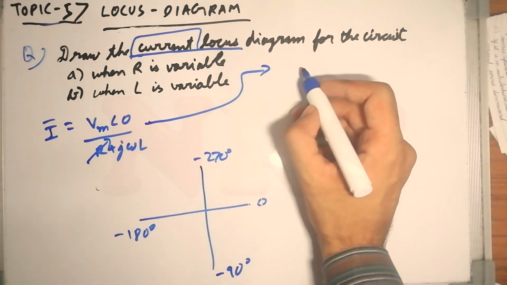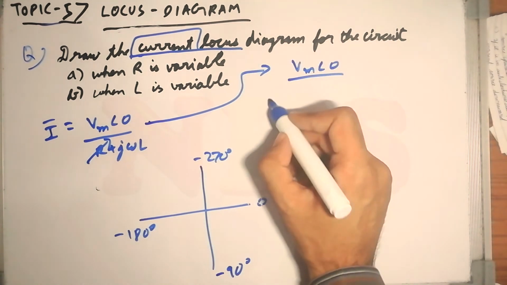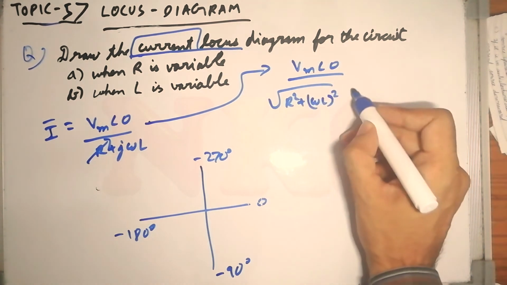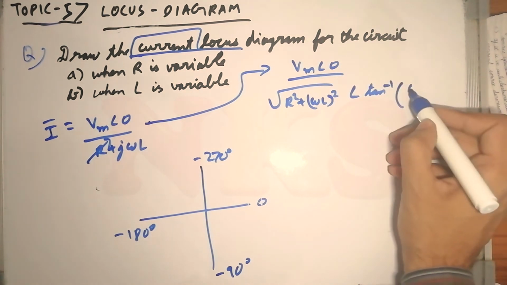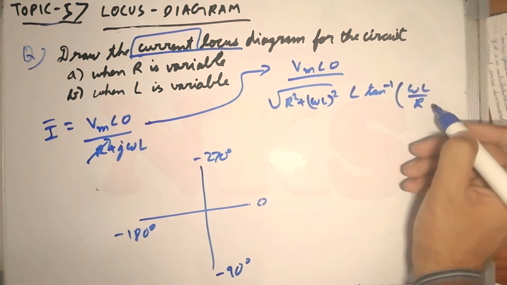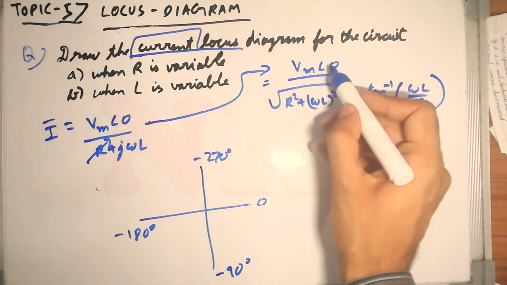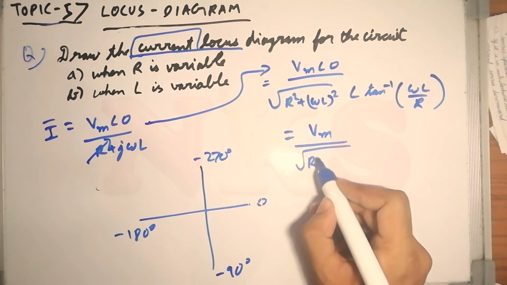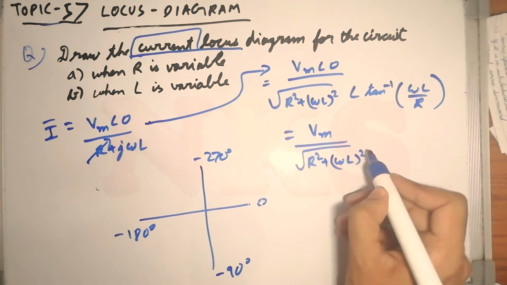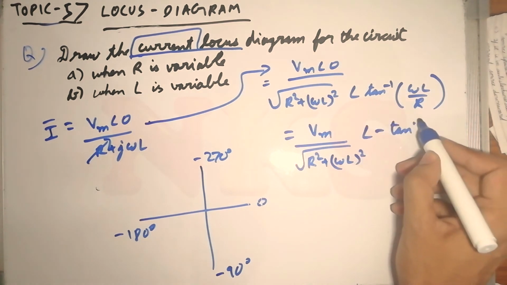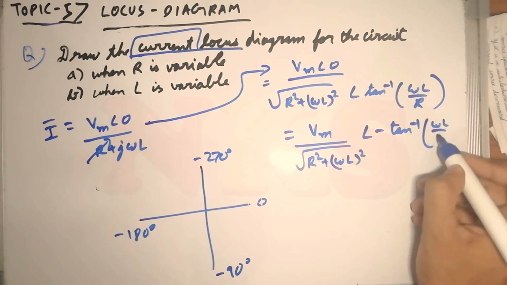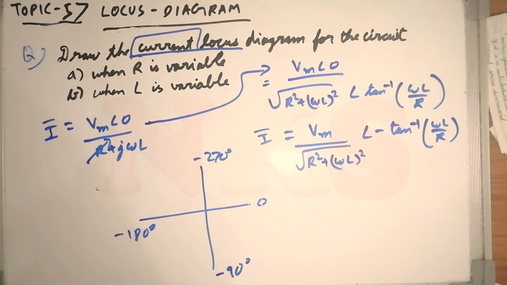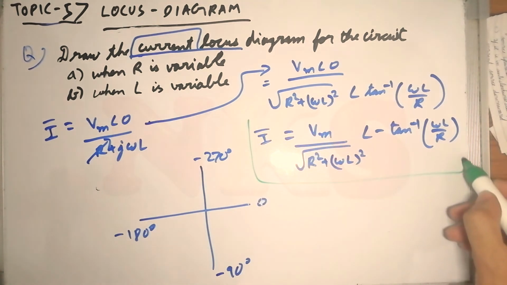Now you write this expression in a better way, that is Vm at an angle 0, divided by R plus j omega L. You can easily write it in angular form, at an angle tan inverse omega L by R. Since these are in division, you can also write them as Vm upon under root R square plus omega L square at an angle minus tan inverse omega L by R. So this is our final expression for I phasor.